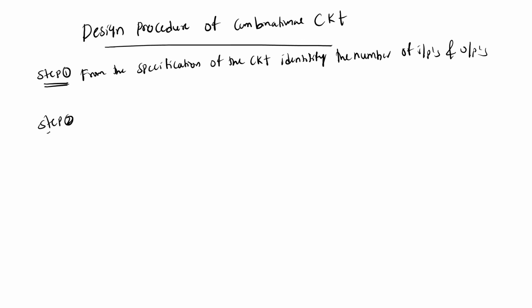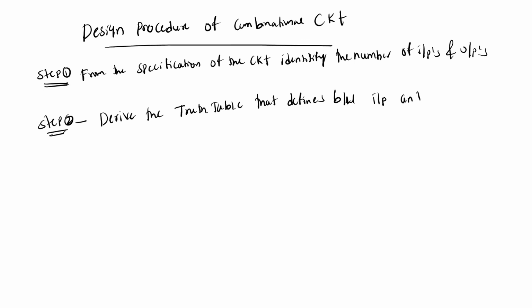Okay, and step 2. You need to find out the number of inputs and outputs, and derive the truth table. Derive the truth table that defines the relationship between input and output. From the truth table you will get the relationship between input and output.